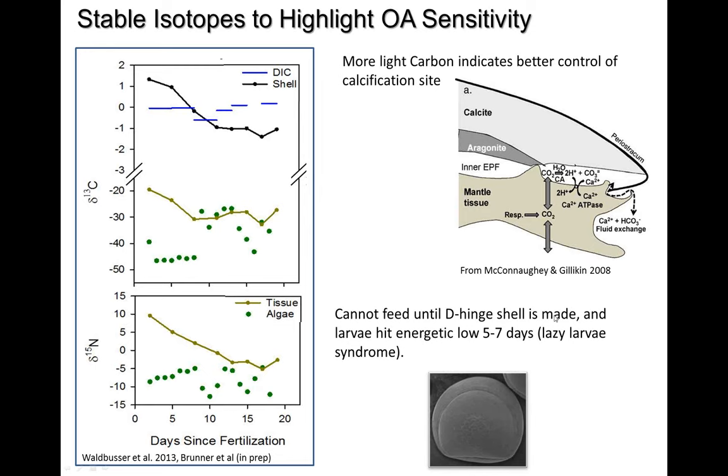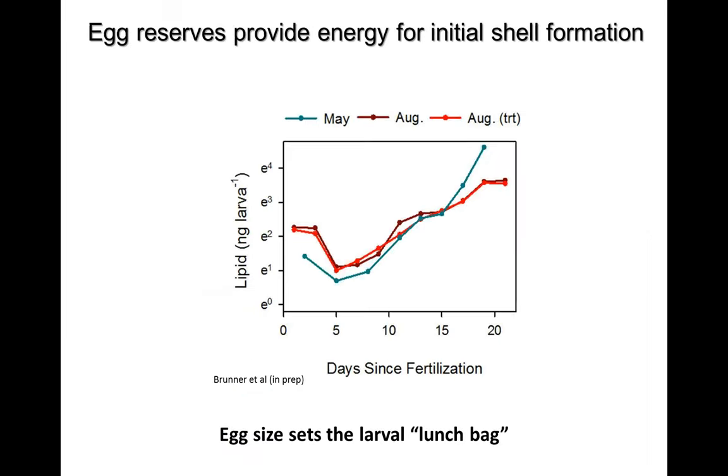And basically, they can't feed until the prodissoconch shell is made. And I'm going to show you on the next slide that they hit an energetic low at about 5 to 7 days. And I've often wondered if this is potentially what is behind some of the lazy larvae syndrome, which many of the hatcheries note in terms of larvae just sort of not swimming anymore.